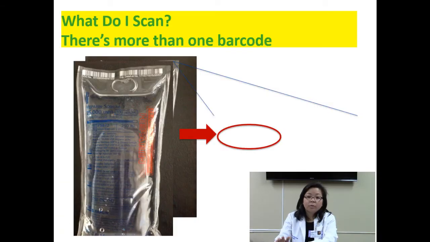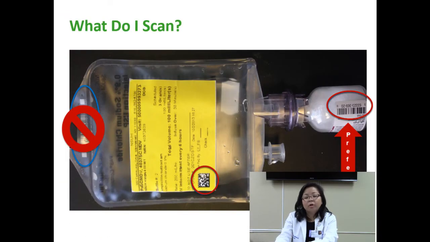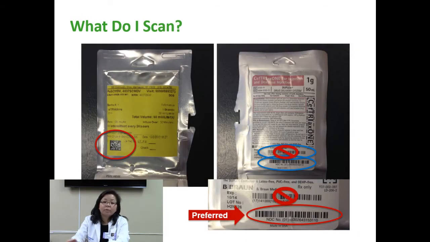Another example of what do I scan, making sure that you're going to scan the vial that has the NDC number that's attached to the solution. That is the preferred. Just another example of what do I scan. This is ceftriaxone. There is an NDC number that you'll see with the red arrow pointed to it. That's the area that you will be scanning during your medication administration.